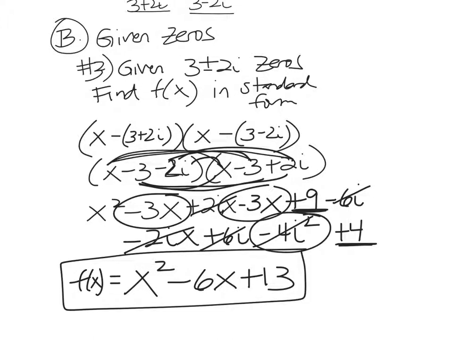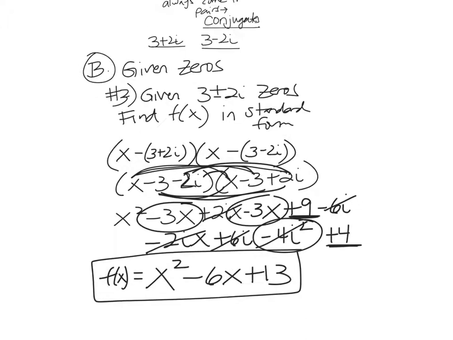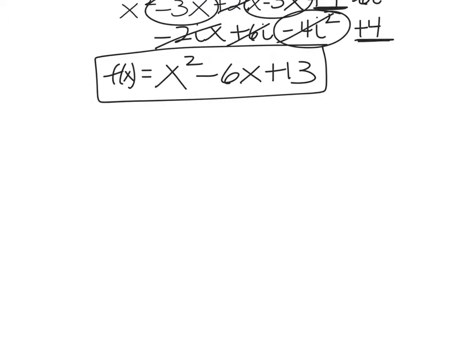Pretty bad, huh? The way that you'd go the other way is you'd have to do quadratic formula and you'd get those zeros. Okay, now we're going to do the next one, which you're going to love even more.